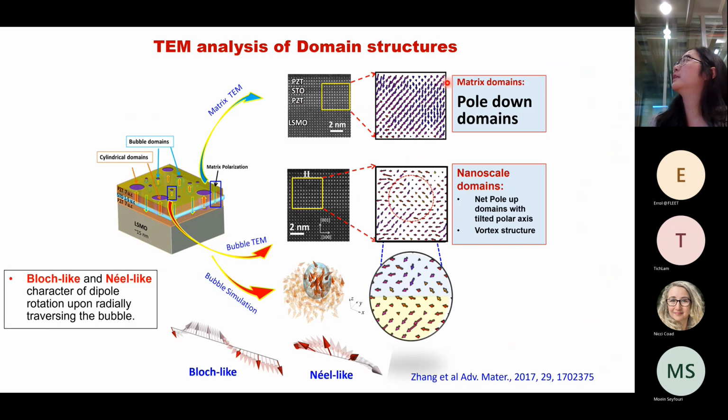This can also be observed in this TEM, which shows downwards polarization in the matrix area. And in some areas, we can see that these upwards domains show a tilted polarization structure. It's not perpendicular like the 180-degree domains. So that becomes interesting. And the simulation work shows that under these conditions, this kind of tilted polarization shows the block in the near-like domain on the dipole rotations.